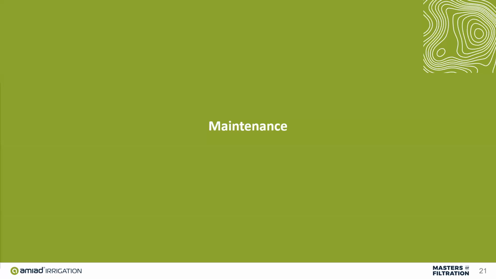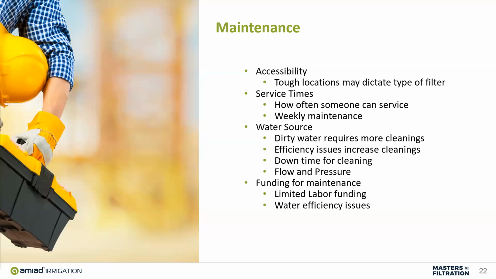Which kind of brings us to our next step, which is maintenance. Again, it's something we don't typically control on our side when we're designing things, but we have to think about how this property or project is going to be maintained down the road. Number one thing I always think about is accessibility. In tough locations, it may dictate the type of filter that we need. If it's hard to get to, challenging to work on and or clean, it's definitely something to consider when you're putting in a filter that is going to need to be manually cleaned every so often, obviously.